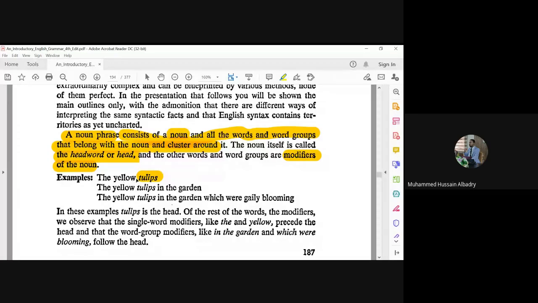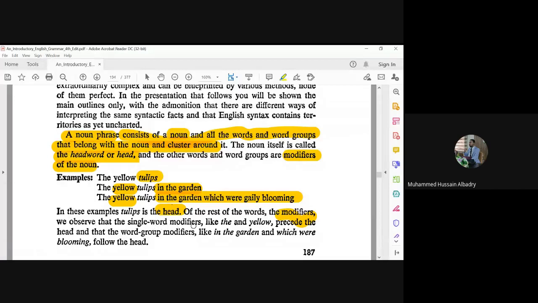With yellow or without. So yellow is a modifier. The yellow tulips in the garden. You can delete yellow and in the garden. All these words can be left out. Okay, you can omit them. So the head word is tulips in this example. The rest of the words, بقية الكلمات, the modifiers, قلنا سميناها modifiers of the noun.